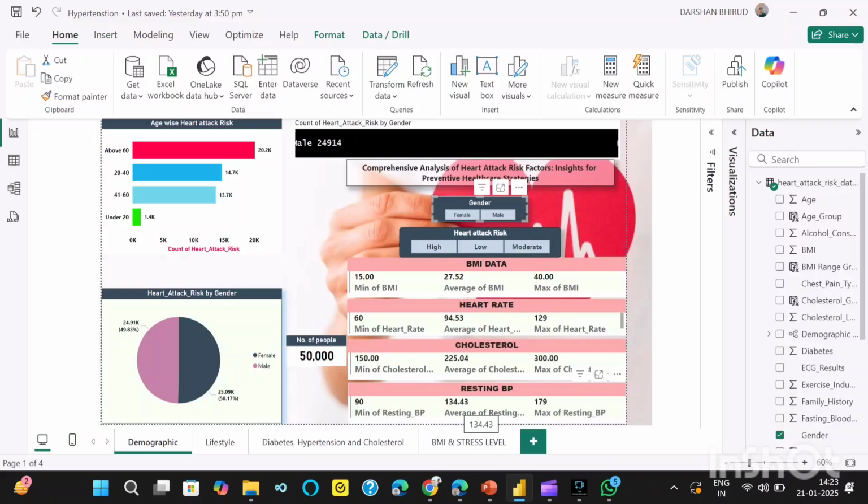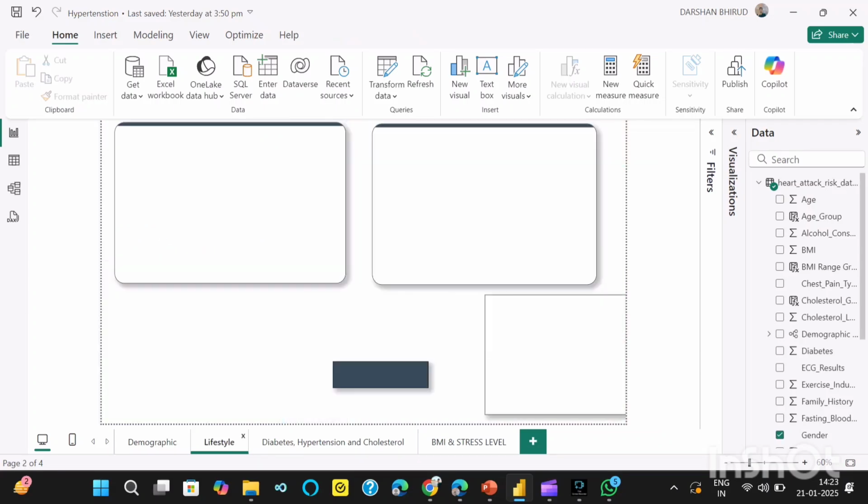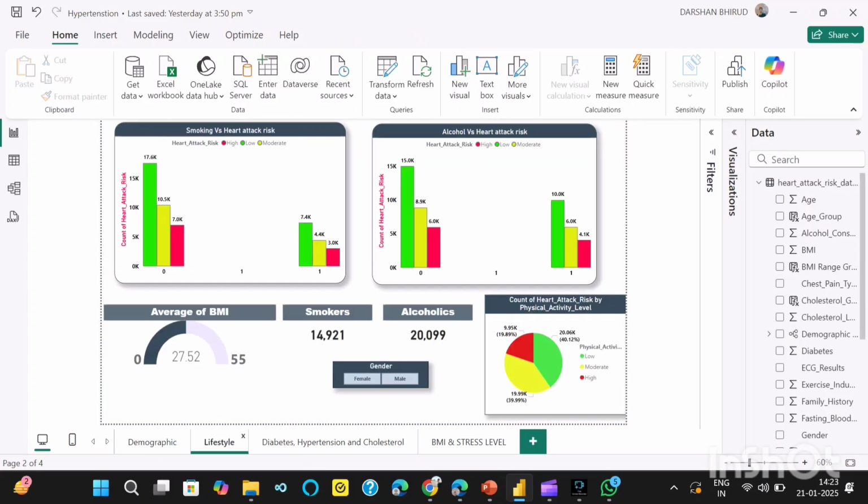The average cholesterol level is 225, and the average resting BP is 134. So with this data, among the entire 50,000 people, you can identify the average BMI, average heart rate, average cholesterol and average resting blood pressure of an individual. If I select female, the average resting blood pressure is 134.55.